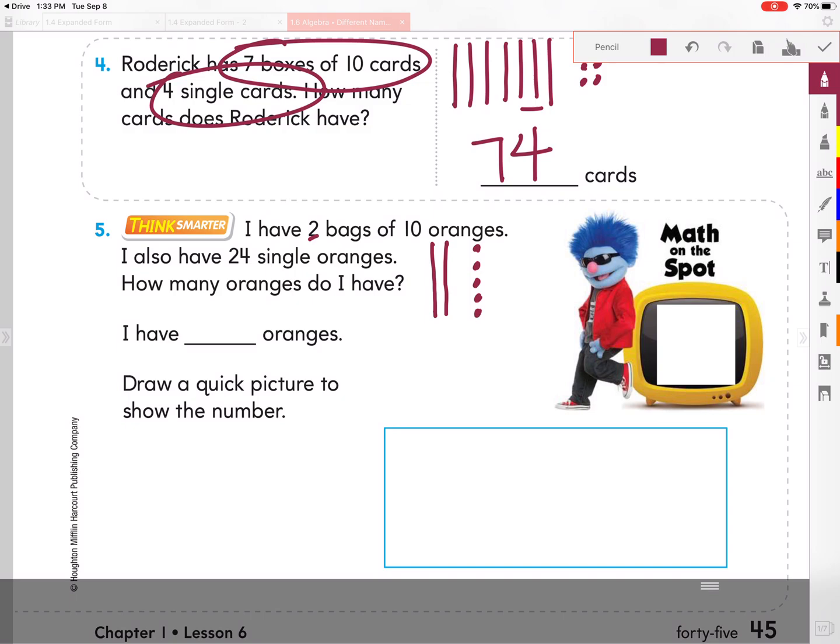2, 3, 4, 5, 6, 7, 8, 9, 10. There's a group of single oranges. There's 10. I need 20, right? Single oranges. 3, 4, 5, 6, 7, 8, 9, 10. And now how many singles do I need? All right. You know what? I'm going to trade up. I'm going to say there's a rod and there's a rod. So now I can make this a rod and this a rod. Now I have 4 rods and 4 singles. That makes the number 44. Oh, we did it.